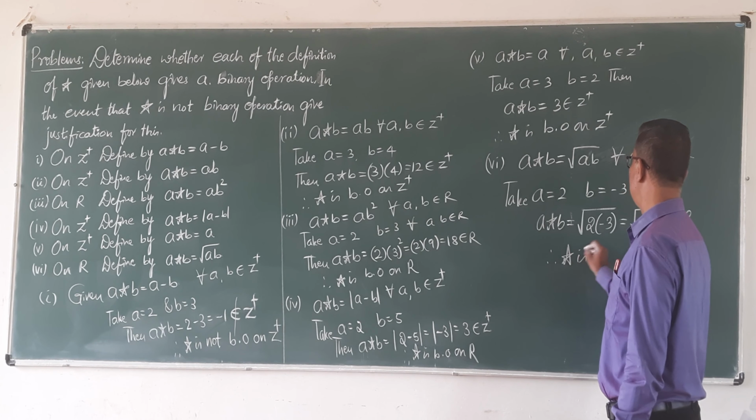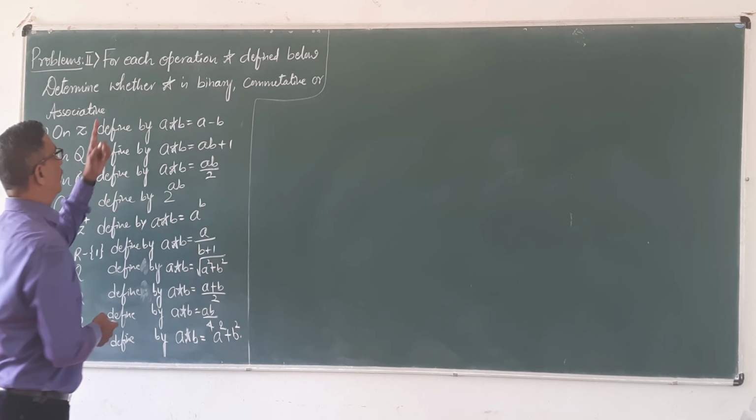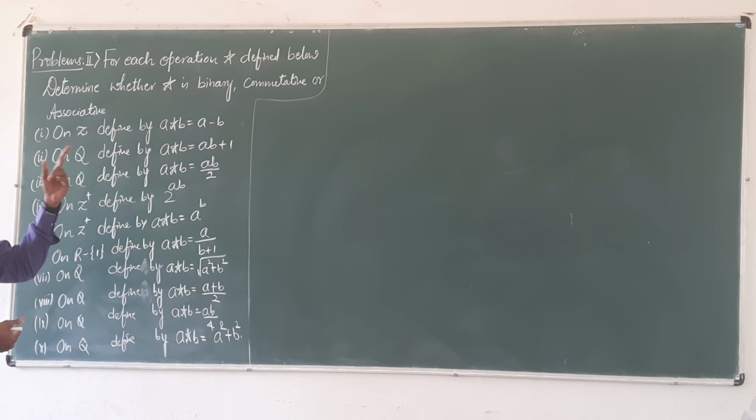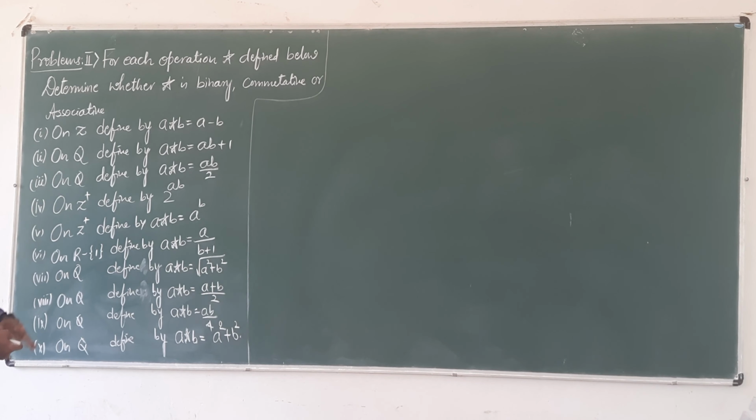Next, main problem number 2. For each operation star defined below, determine whether star is binary and whether star is commutative or associative. Check it. Each result carries 2 marks or 3 marks.